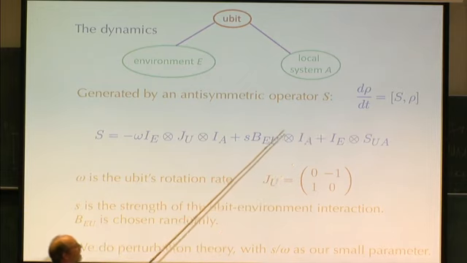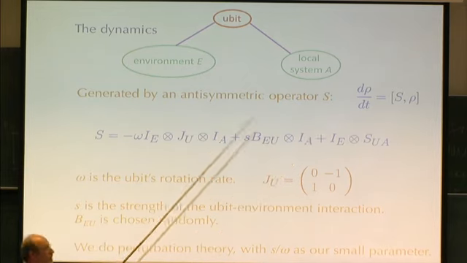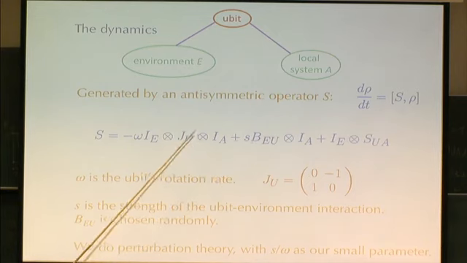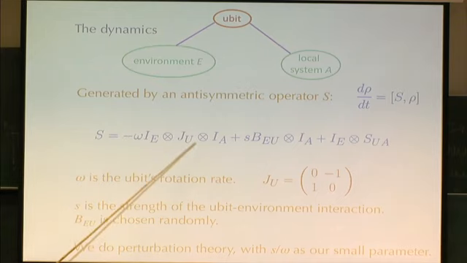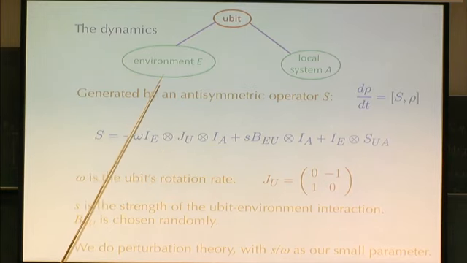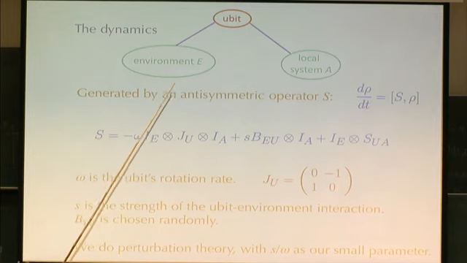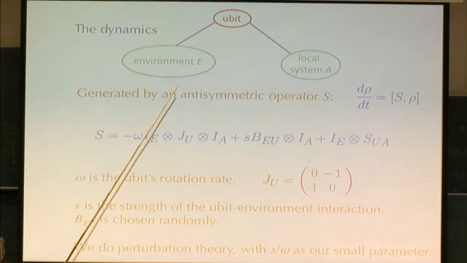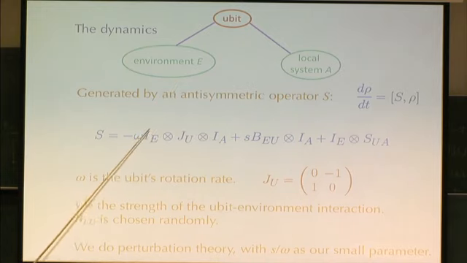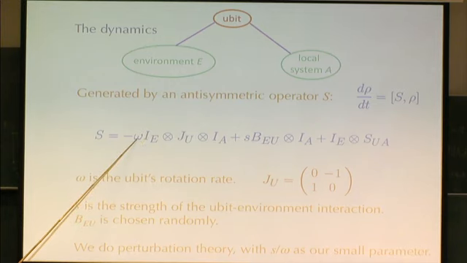Okay, and what is our S? How do we choose our S? It has three parts. This is the u-bit part here. So this first part is simply causing the u-bit to rotate. The only internal dynamics the u-bit has is rotation. It's a little two-dimensional real object. It can only rotate. And omega is the rate of rotation. It's the angular frequency of rotation of the u-bit.